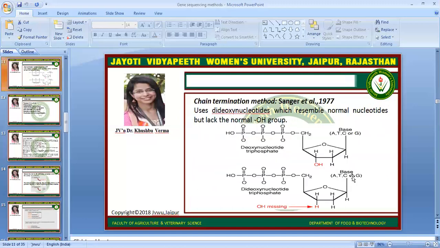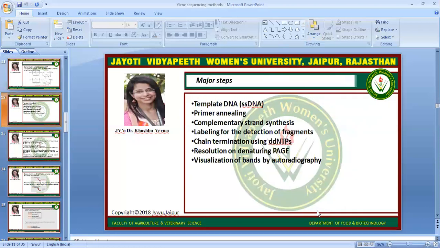Next one was the chain termination method. It was given in 1977 by Sanger along with his team, and this process uses dideoxynucleotides, which resemble the normal nucleotides but lack the normal OH group. Here we can see the difference. Here is the normal nucleotide, but here the OH is missing on the third carbon.